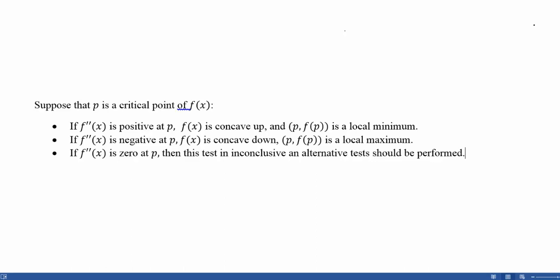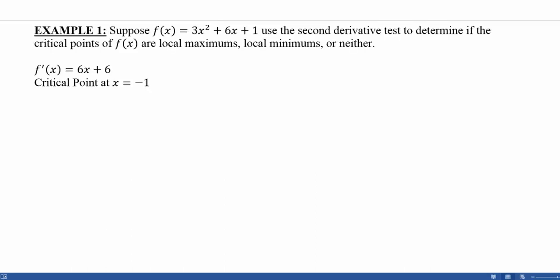So let's look at our examples. Example 1. So we had 3x squared plus 6x plus 1. And we want to use the second derivative test to determine if the critical points are local maximums, minimums, or neither. So my first derivative was 6x plus 6. And I was able to use that to find my critical point is negative 1. If I now go ahead and calculate my second derivative, the derivative of 6x plus 6 is 6.